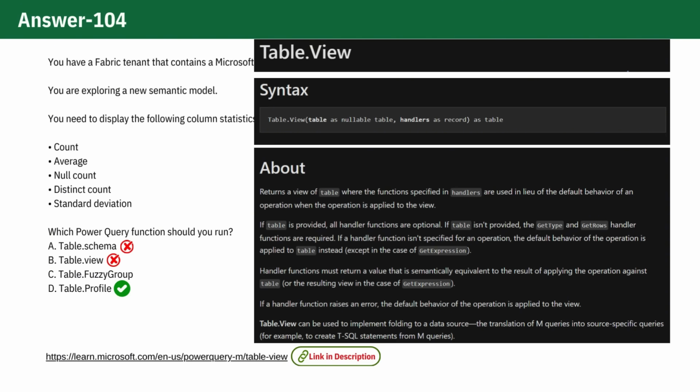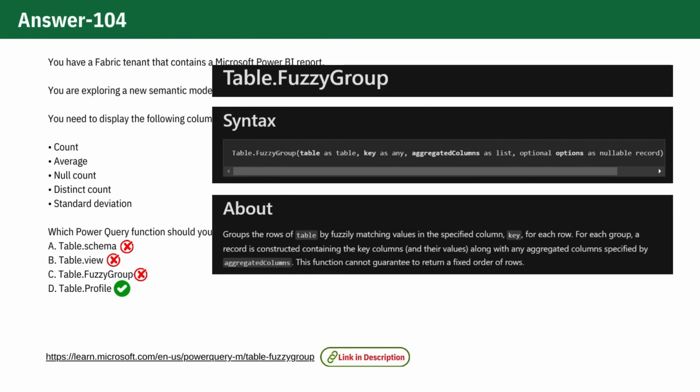Table view. This function is used to create a virtual table or view of data, which can be used to control how data is accessed, but it does not generate column statistics. Table fuzzy group. This function is used for grouping data based on fuzzy matching criteria, useful for handling data with slight variations or misspellings, but it does not provide statistical summaries.